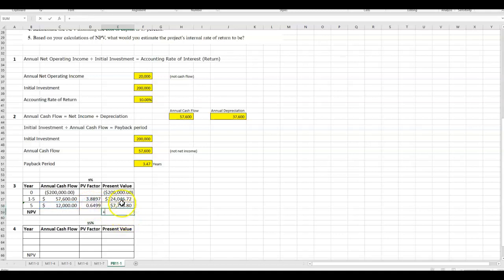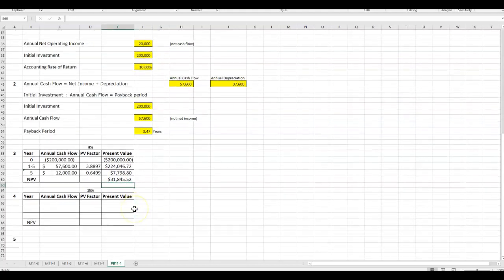And then add these 3 things. Net them against the negative 200,000. That gives us a net present value of $31,845.52. So we're making well over 9% here, right? Because at 9%, net present value would be 0. All right, what about at 15%?